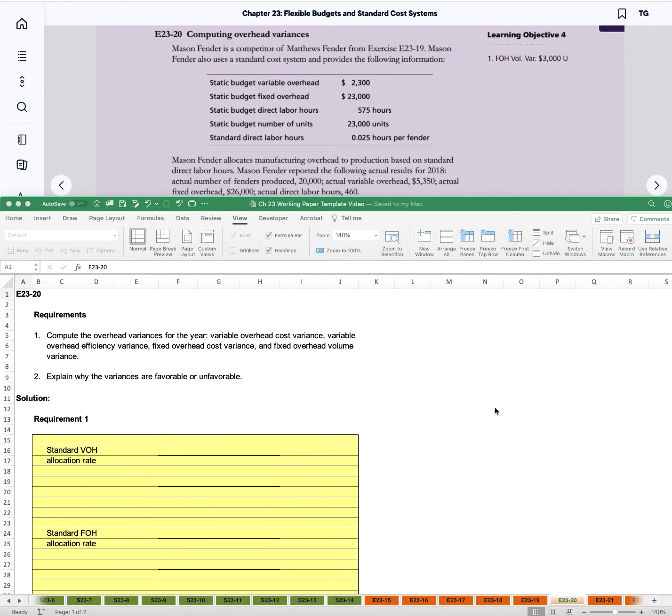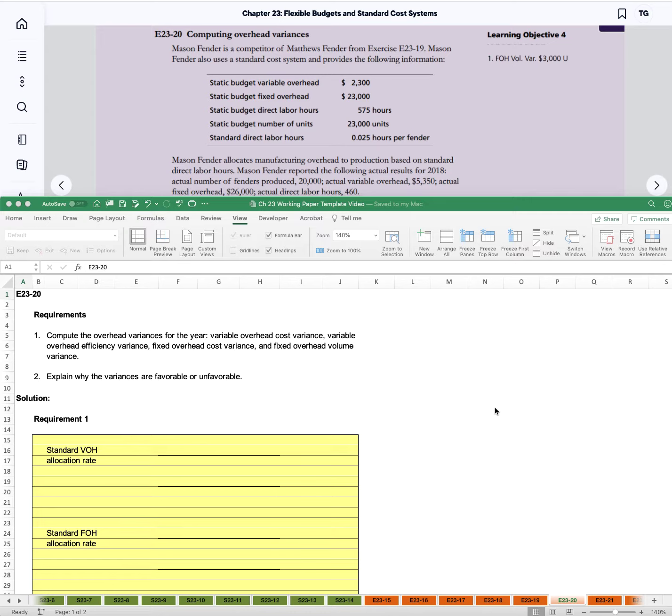Computing overhead variances. Mason Fender is a competitor of Matthews Fender from the previous exercise. Mason Fender also uses a standard cost system and provides the following information: static budget variable overhead, static budget fixed overhead, static budget direct labor hours, static budget number of units, standard direct labor hours, 0.025 per fender. Mason Fender allocates manufacturing overhead to production based on standard direct labor hours.